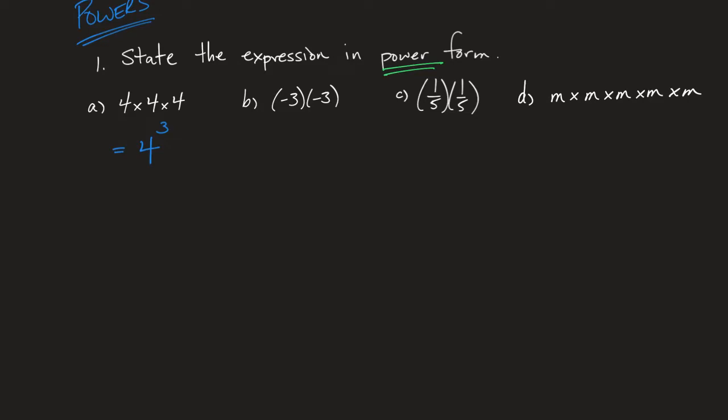Take a look at B. B would then be a negative 3 squared. Since we don't see any operation, we know that there's multiply. In question C, we would also have a 1/5 squared. Just be very, very careful that we did not write this.